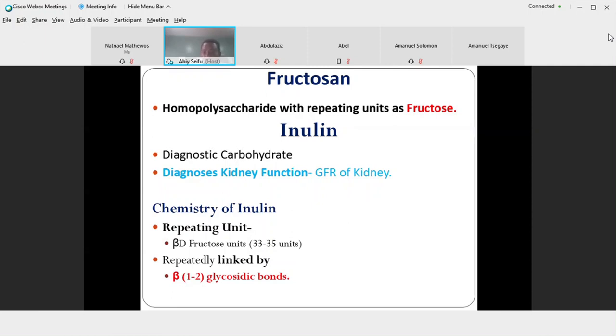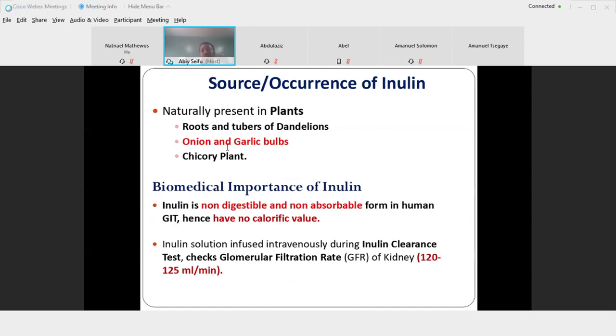And inulin is one of the diagnosis of kidney function test, mainly the GFR, glomerular filtration rate of the kidneys. And inulin is formed from beta-D-fructose. Where it's found, it's present in plants. Inulin is not digested in our body, and it's not again absorbed in our body. That makes it suitable to check the GFR.